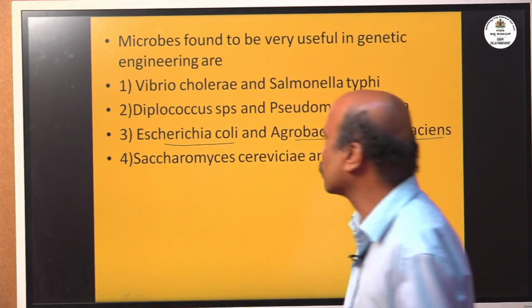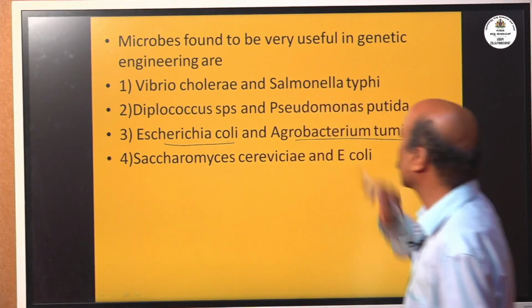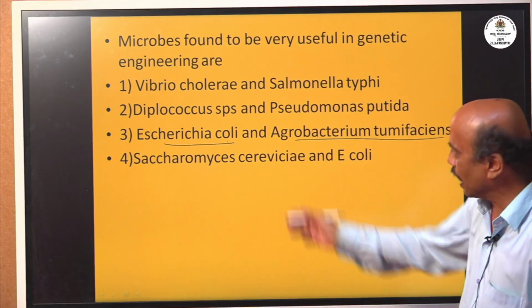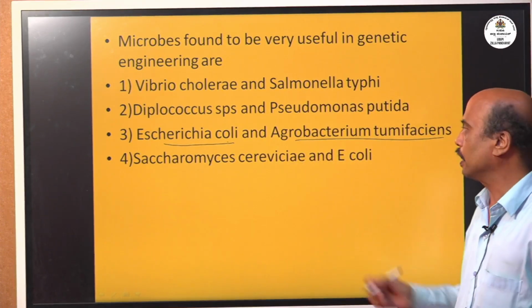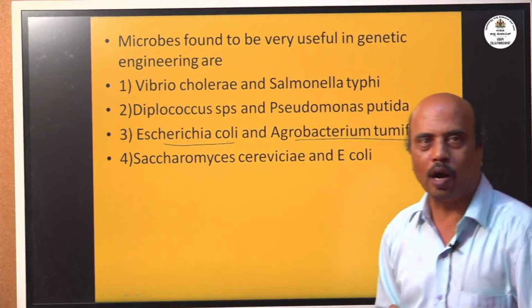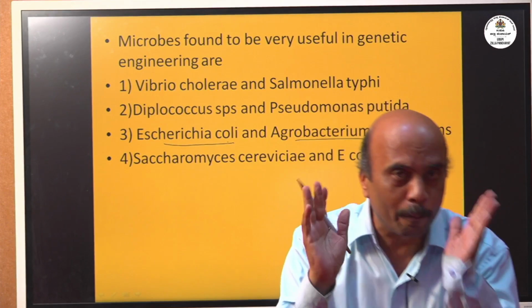So Escherichia coli and Agrobacterium tumefaciens are the most commonly used. Even Saccharomyces is used to some extent, but these are the common ones. When we have two options, we have to select the most appropriate answer.